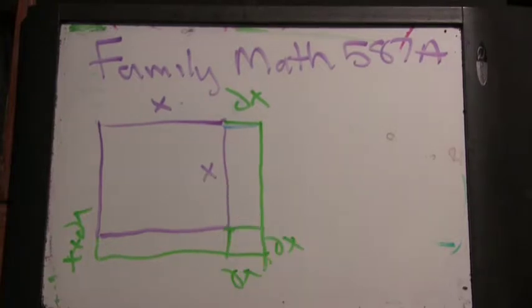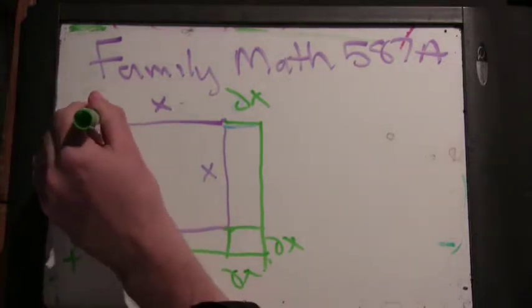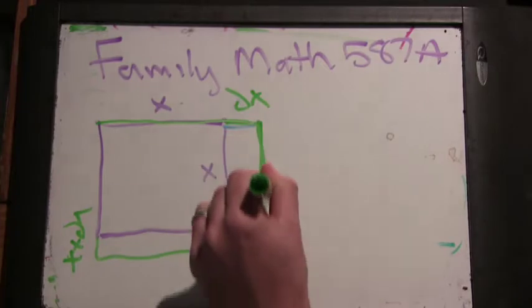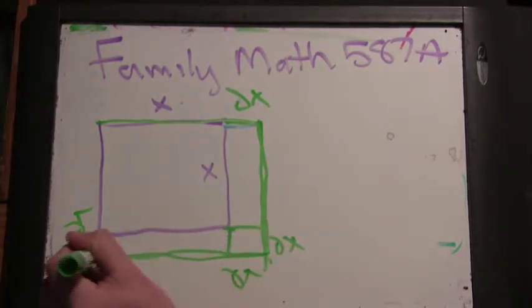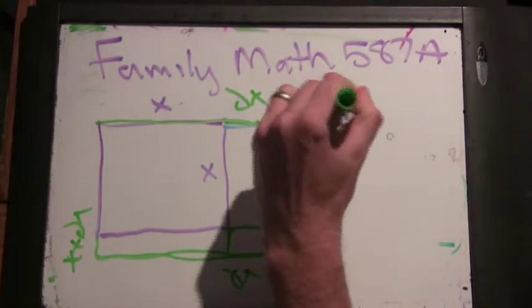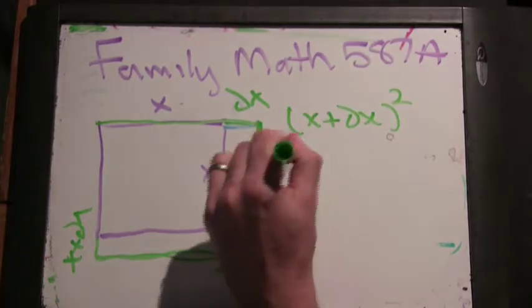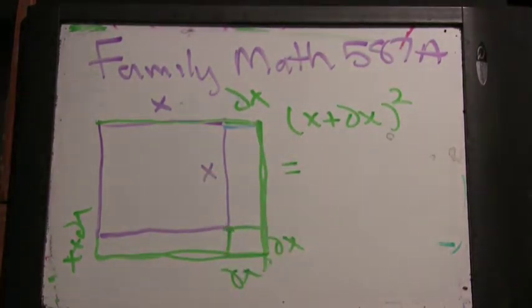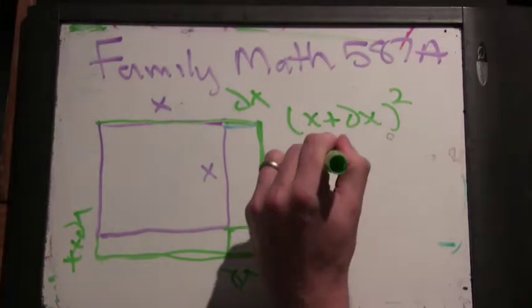And what is the area? Can you tell me what the area of this new square is? It's dx squared. Sorry, the whole new square. It's x plus dx squared. That's right. It's x plus dx squared, which is what? So that's x squared.